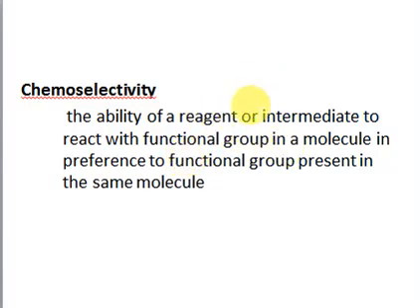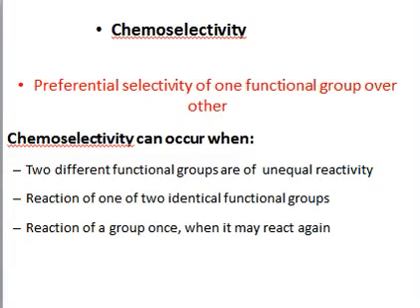Or we may also say that if there is a reaction intermediate, then it is the preference of the intermediate to react with one functional group over another. So chemoselectivity is about the reagent as well as the intermediate, but broadly we say it's the ability of the intermediate to preferentially react with one functional group over another, right? So chemoselectivity can occur when there are two different functional groups of unequal reactivity, right?